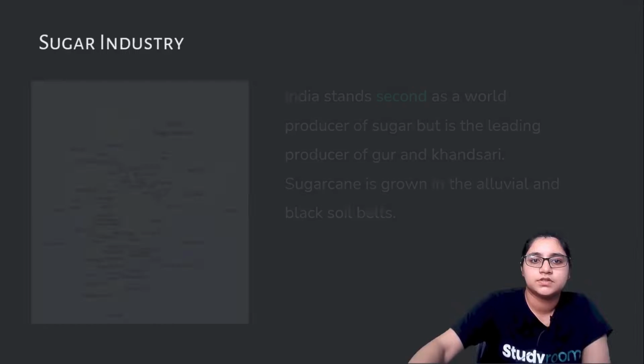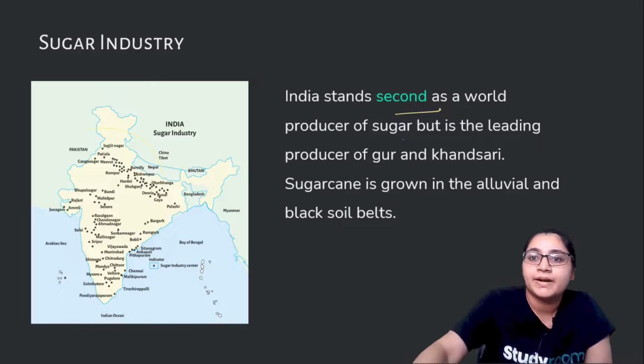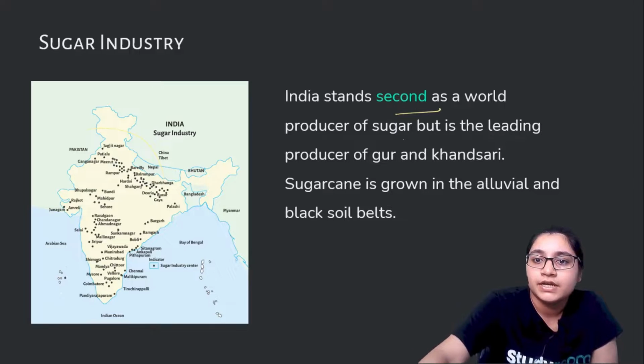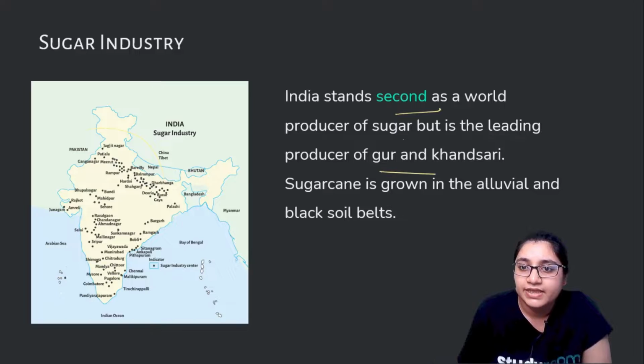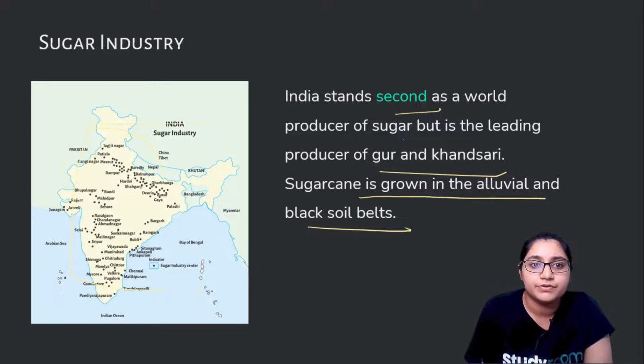All right. Now we have the sugar industry. You can see how we stand second as a world producer of sugar, but we are the leading producer of gur and khandsari. Sugarcane is grown in alluvial and black soil belts. That is why we are the second world producer.